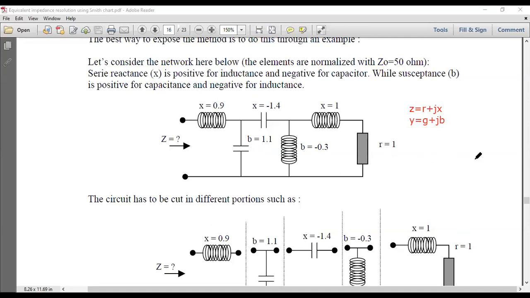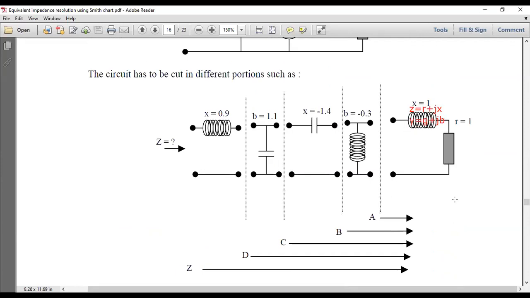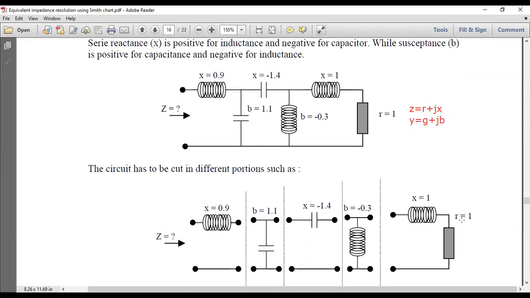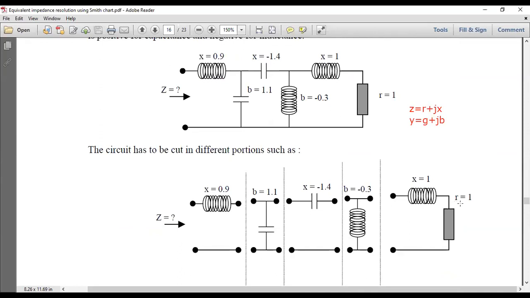Till now we have not gone to the Smith chart. Now we will go to the Smith chart. How will we do the addition? How will we do this? So we will simply split it into parts. So what is it? R equals 1 plus jX.